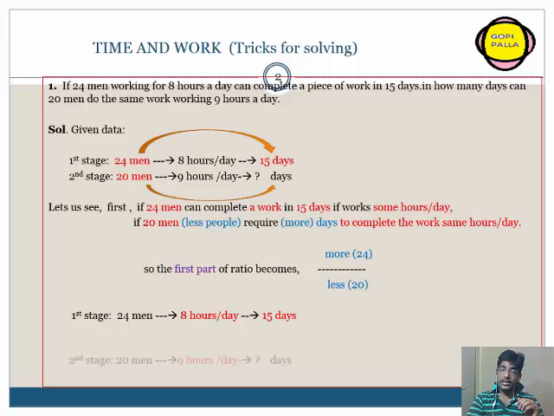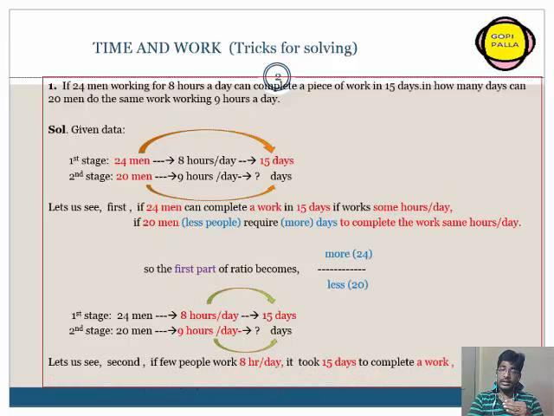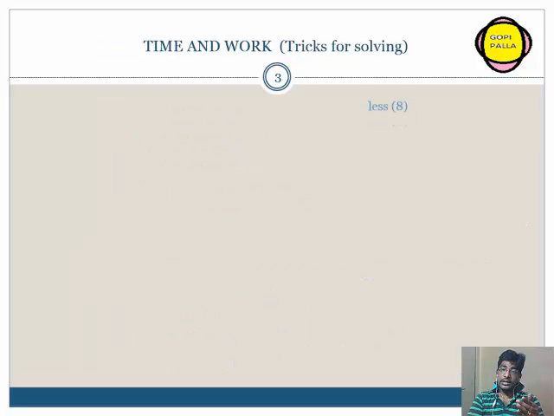For the second stage we'll take the second part, where working 8 hours per day they complete in 15 days. The question is, if they work 9 hours per day, how many days are required? If they work more hours per day, then they can complete the work in fewer days. So here the ratio will be less over more, 8 by 9. This is the second part of the ratio.